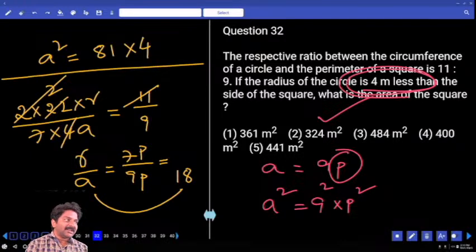Instead of this much calculation, you can directly write it as 81 into 1 square or 2 square or 3 square. There is only one possibility. You can close it. Yes.